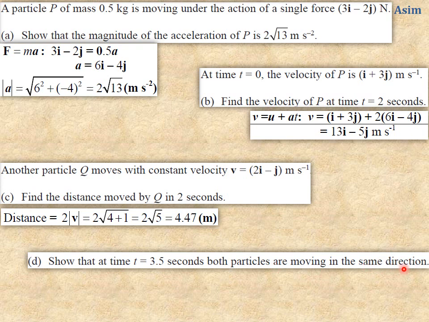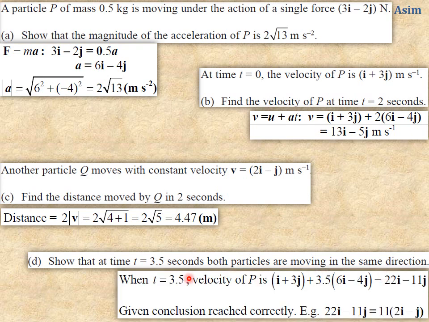Same direction means parallel. And if two vectors are parallel, they should be a multiple of each other. So let us see if one is a multiple of the other. So when t is 3.5, the velocity is just substitute in the formula and you get 22i minus 11j. If you take 11 as a common factor, you get 2i minus j, which is same as this. You see 2i minus j, and this is 11 times of the same thing. So definitely one is a multiple of the other, so they are parallel, hence in the same direction.